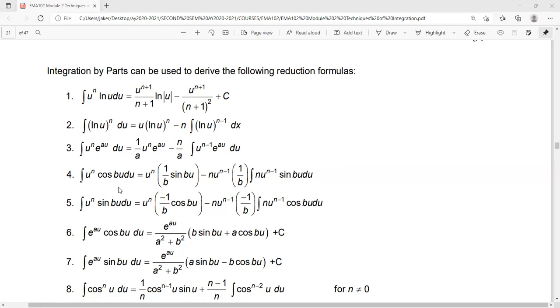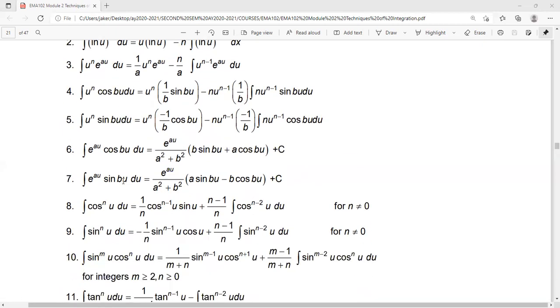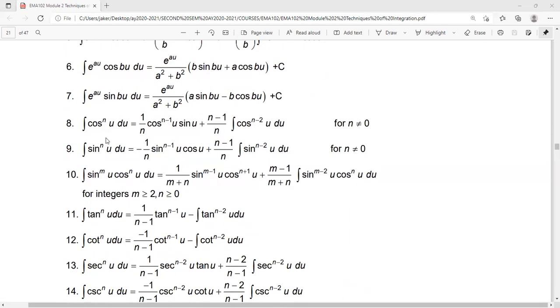Same thing with u and cosine, u and sine. You already saw the examples because we have that. Then we have the exponential function paired with a cosine, and the exponential function paired with the sine, already shared to you. Also, the cosine of u raised to n, which can be processed using trigonometric transformation. This is case 1. Same thing with sine u du, where sine is raised to n.